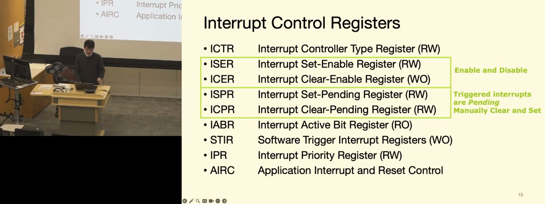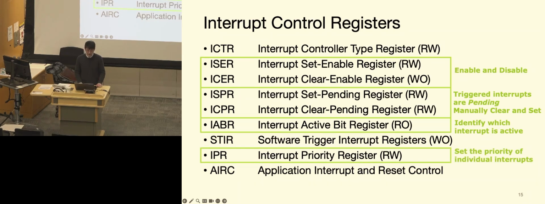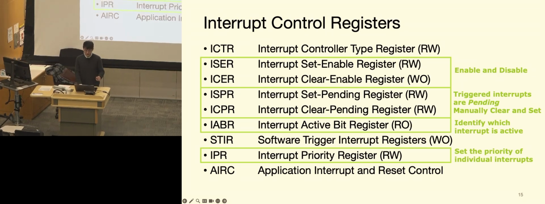And the ISPR or ICPR, basically those, are the pending state registers. They set an interrupt as pending or clear an interrupt from the pending state. And we have the active bit register to identify which interrupt is currently active, as well as the IPR, the priority register that sets the priority of the individual interrupts. Okay, we're going to talk more in detail on this one, but yeah.